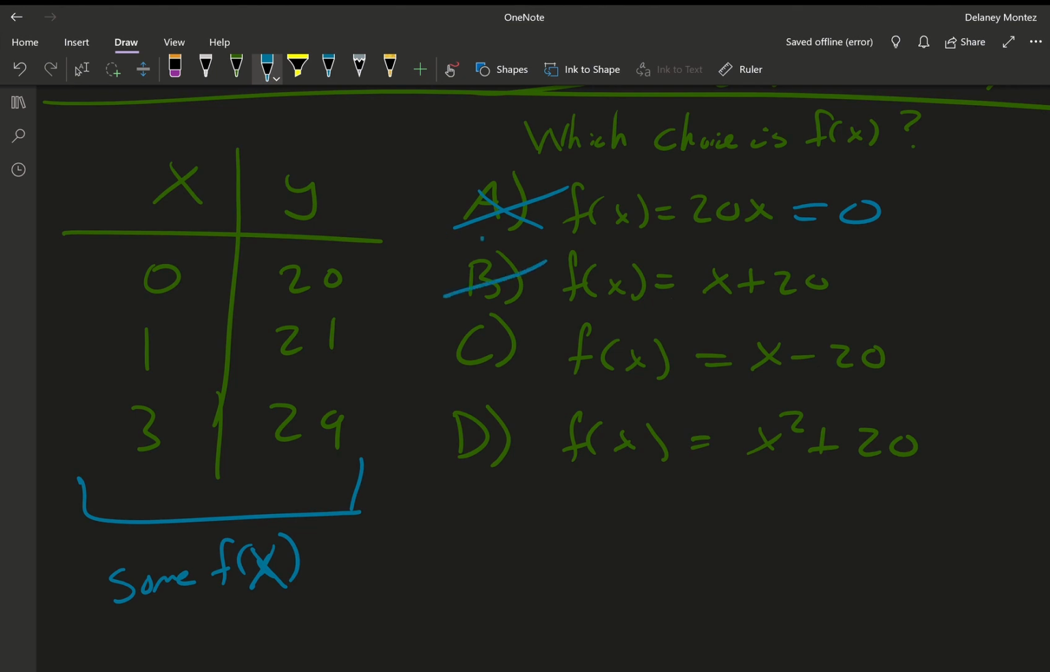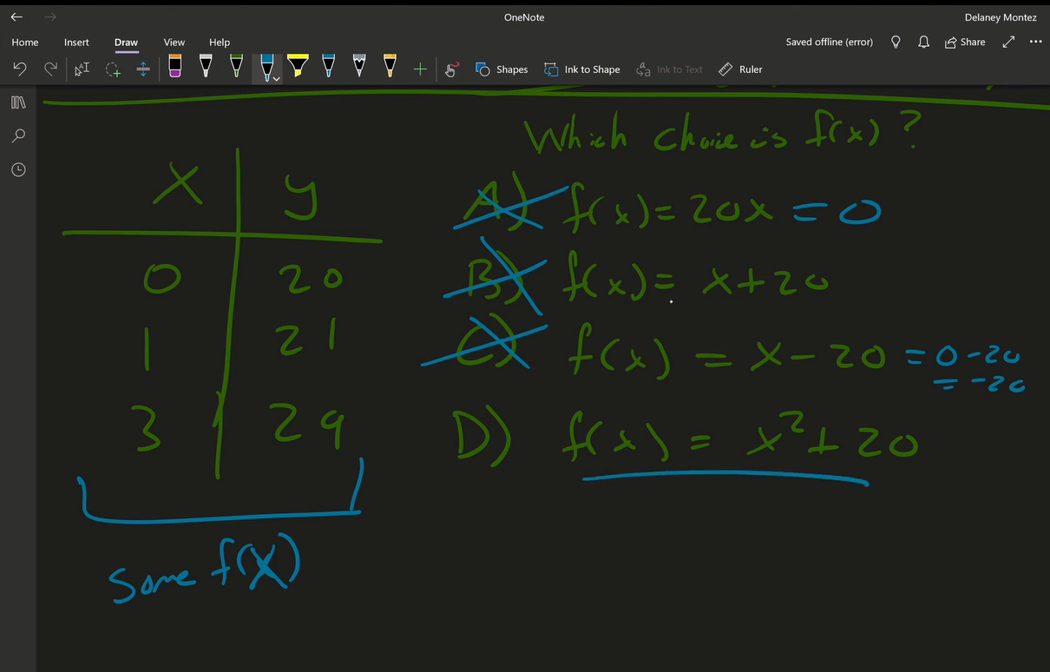Right, so that's not 29, so it doesn't work. Let's look at this one, right? So this is x minus 20. So if I plug in 0, I should get 20. Well, if I plug in 0, I'll get 0 minus 20, or negative 20. So automatically that can't work. So we're done here, right?